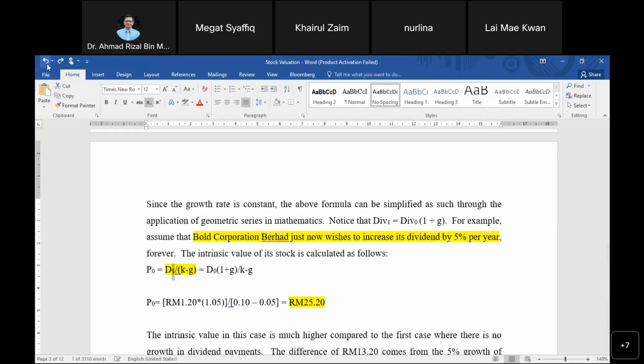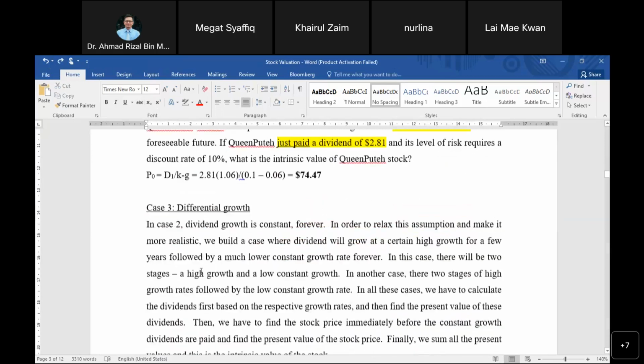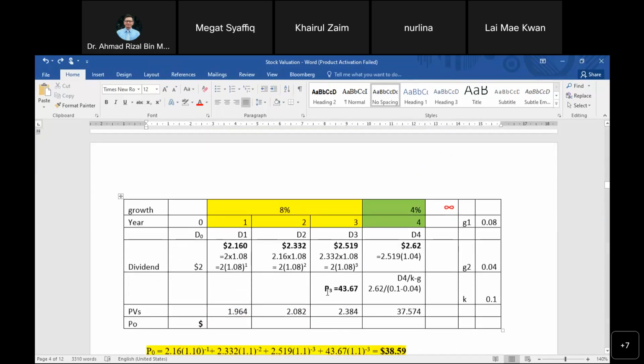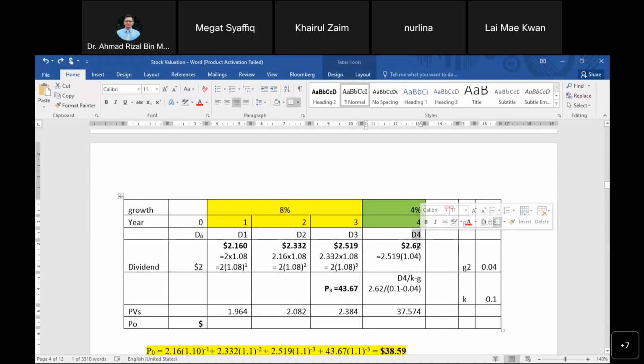So using this logic, come to our problem here. We know that since year 4, D4 would be the first dividend where the dividend will grow at a constant growth rate, that enables us to calculate P3. Looking forward, imagine you are standing here. In front of you, at the end of year 4, you have the dividend of 2.62. And this is the start of the constant growth rate dividend.